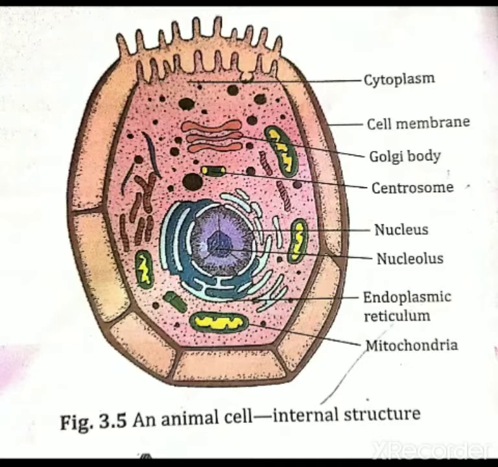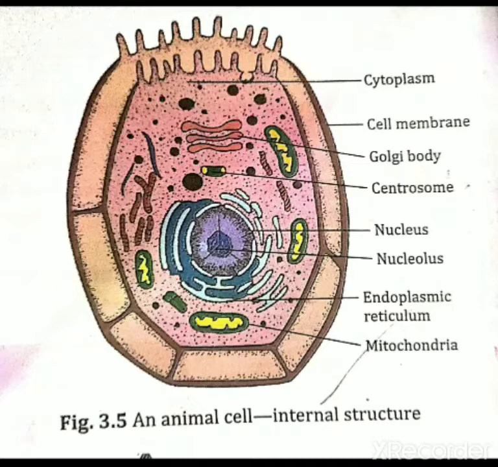In this video we are going to read about the plant cell and animal cell. We have already read about the cell size, cell shape and cell number. Here we will read the different structures of the plant cell and animal cell.